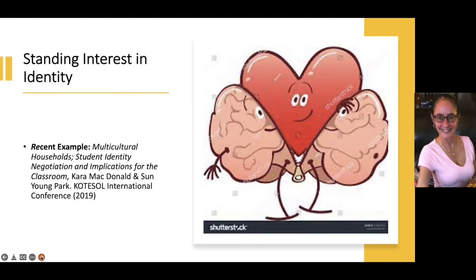Most recently, my colleague Sun-Young Park and I, at the 2019 Korea TESOL International Conference, did a small study looking at multicultural households, so households that had 3 languages, looking at students who were in foreign international schools. And we looked at how they negotiated their identity, what the role of language was in each of their domains throughout their day, and then what that meant for the classroom? And that was really interesting for us.